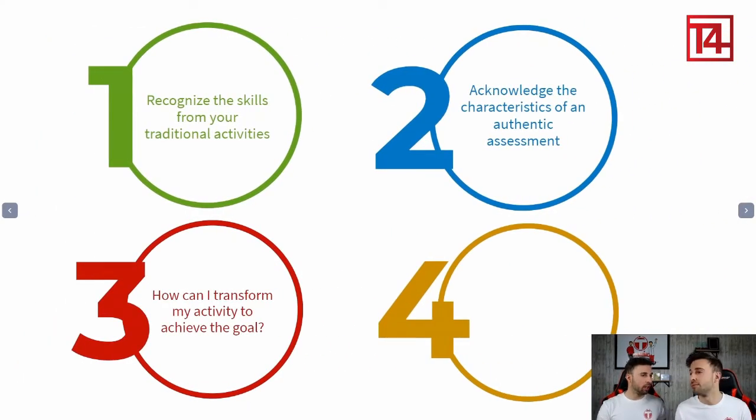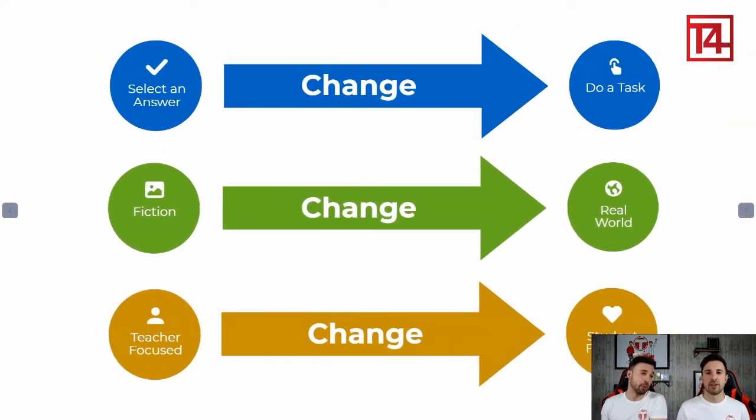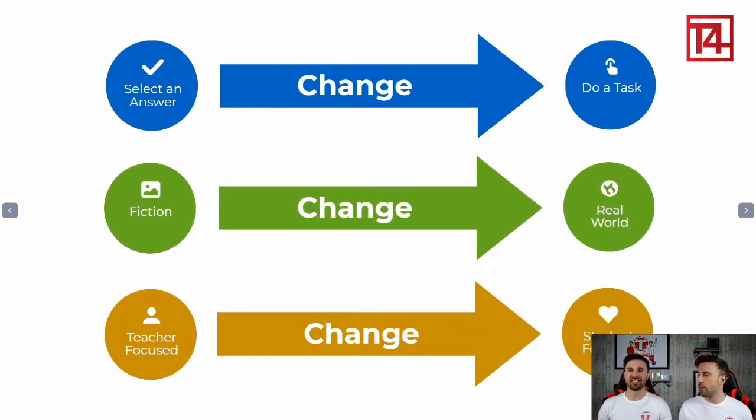And now, Mario, we have recognized the skills we are using. We have acknowledged the characteristics of an authentic assignment. Now, how can we transform our activities from this traditional approach to an authentic assignment approach? We need to follow mainly these 3 steps. The first one, we need to change our assignments from select an answer to do a task.